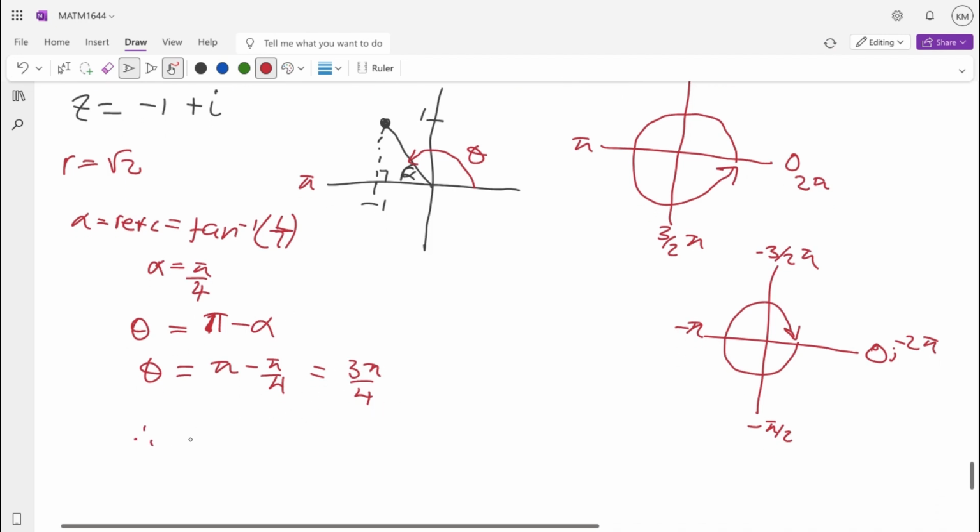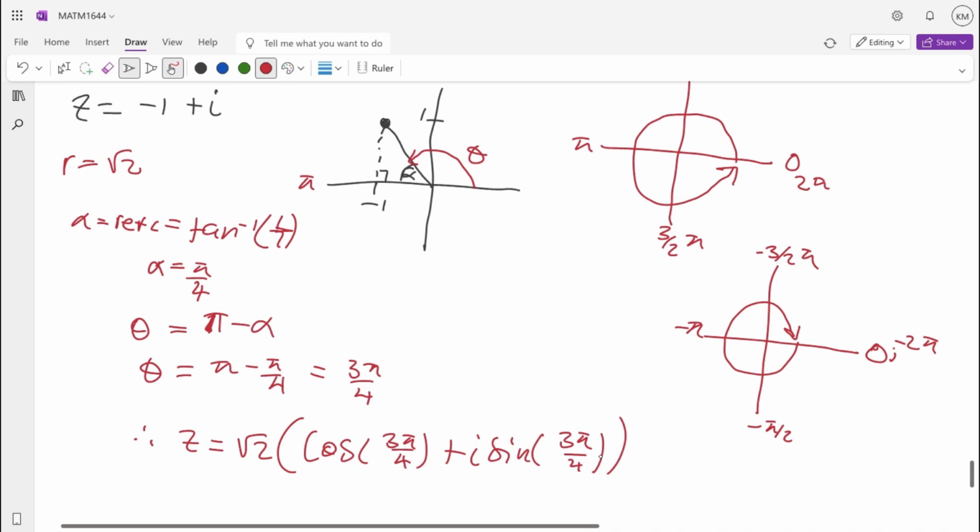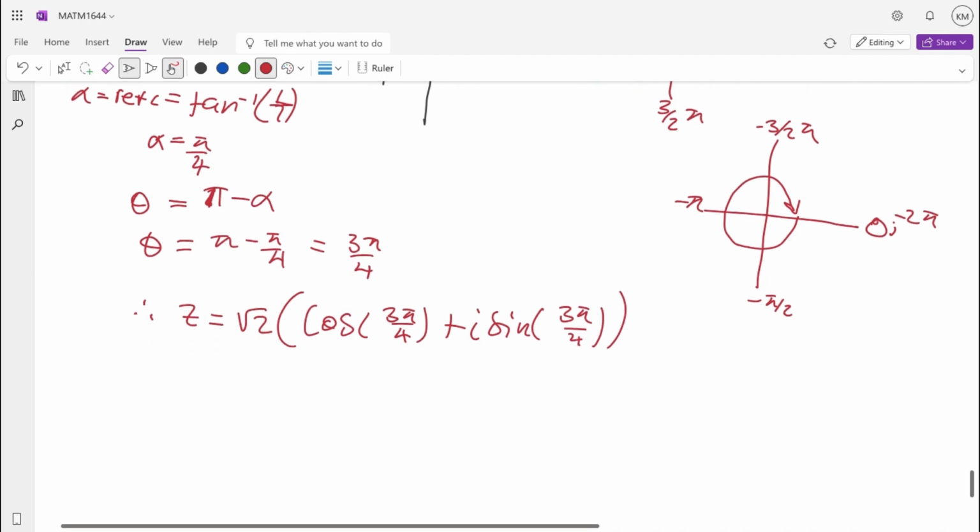So therefore it implies that z in polar form is just gonna be r is root 2 into, say, cos of 3 pi over 4, then plus I sine of 3 pi over 4. So that is the idea. That's how you do the things. Okay, if you are on the interval 0 to 2 pi.